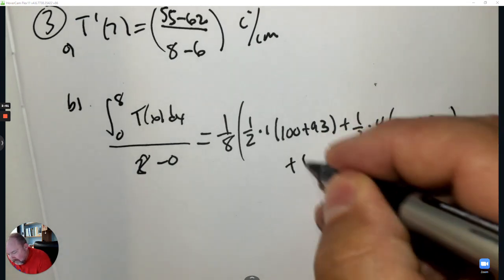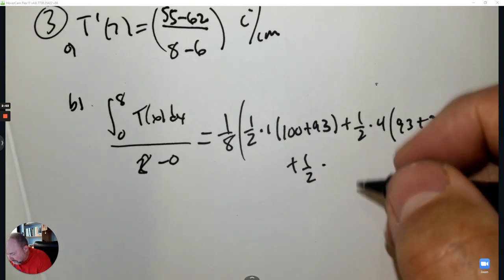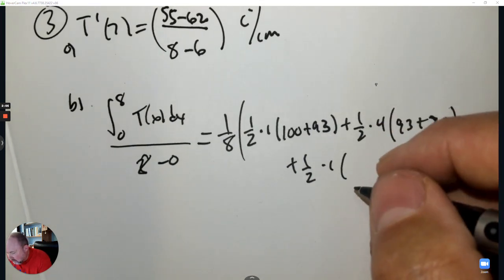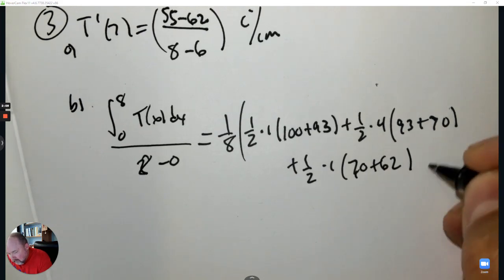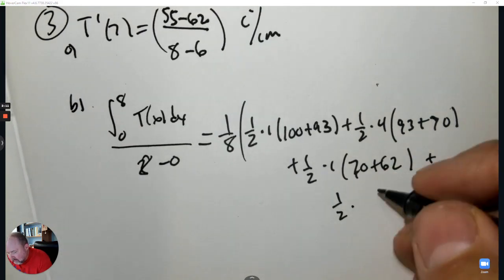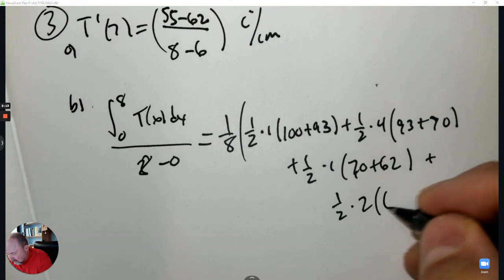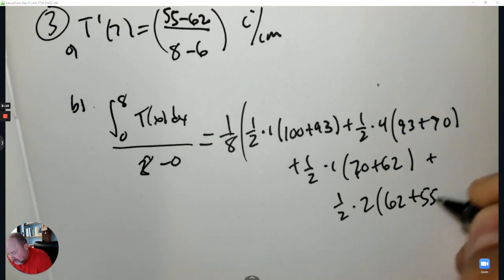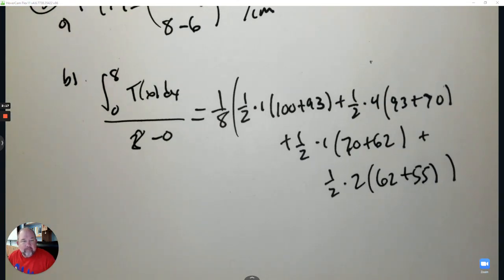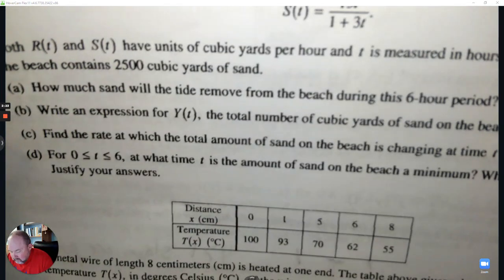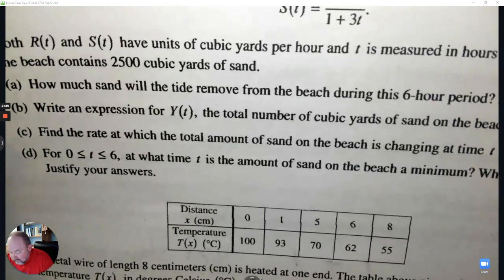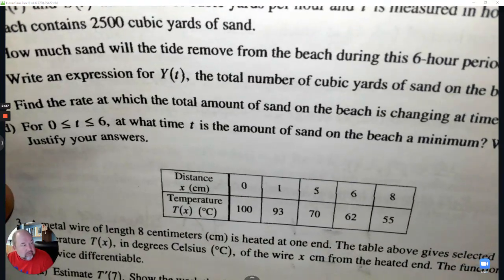Okay, follow it again. 1/2, the width is 1, and the two heights are 70 and 62. One more time. 1/2, the width is 2, and the two heights are 62 plus 55. And there's the answer. Then it says, find the integration of the derivative and indicate the units of measure.